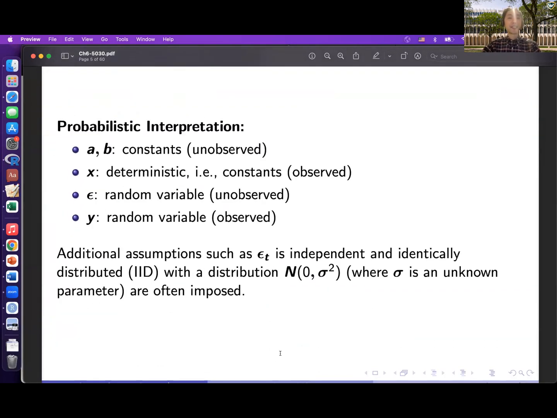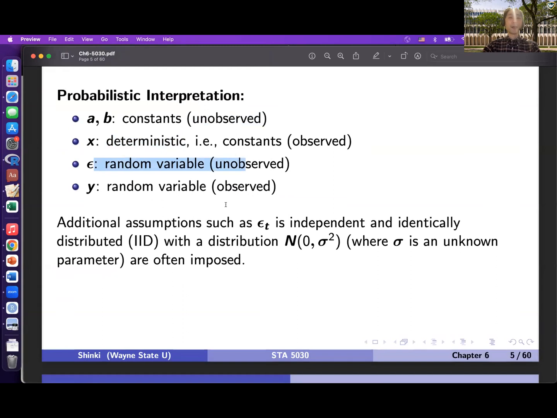And probabilistically, A and B are constants. We don't know the truth; A and B are unobserved, but they are constants. And X is classically assumed deterministic, so these are constants, observed X. And epsilon is random because it's error. And Y is A plus B times X plus epsilon. So constant plus constant times constant plus random, so Y should be random. So epsilon and Y are random. Y is observed, but epsilon is unobserved. That is our interpretation of the quantities.